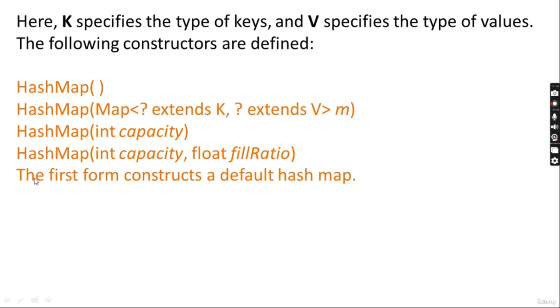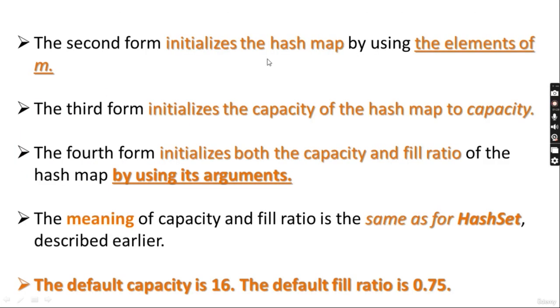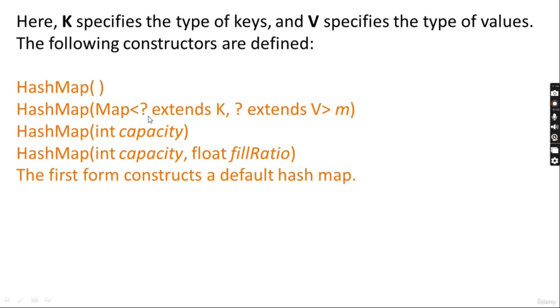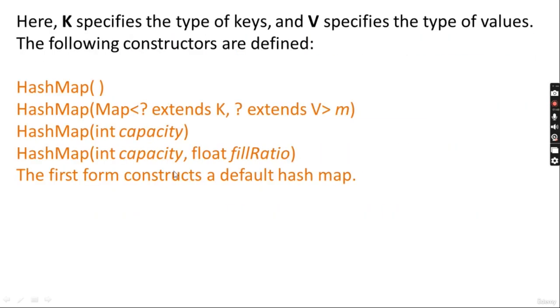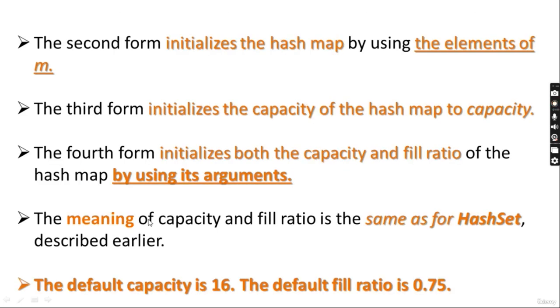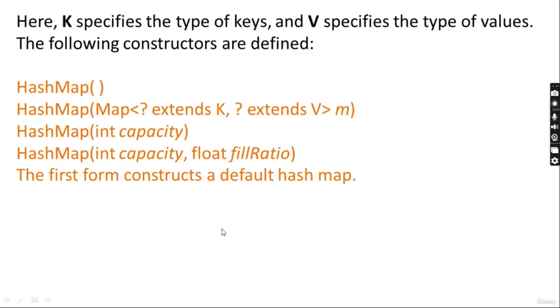HashMap(int capacity) and HashMap(int capacity, float fillRatio). The first form is the default constructor. The second initializes the HashMap using the elements of m, so the same elements will be added to this HashMap object. The third form initializes the capacity of the HashMap to the integer capacity. And the fourth form initializes both the capacity and fill ratio of the HashMap using its arguments, int capacity and float fillRatio.